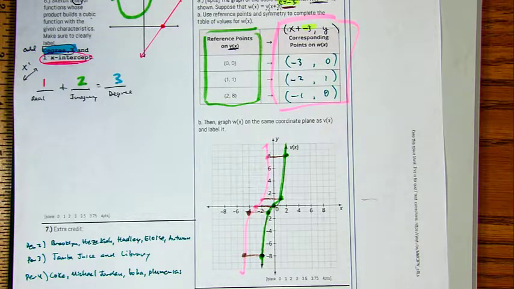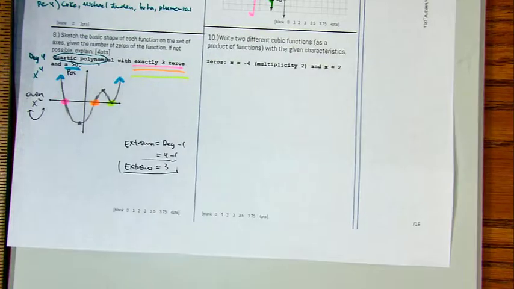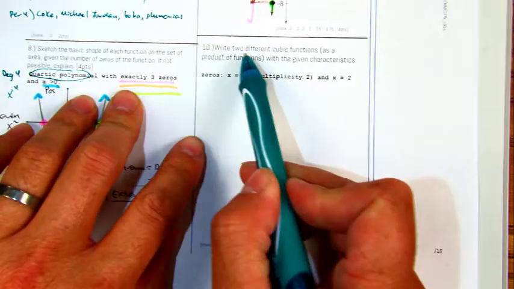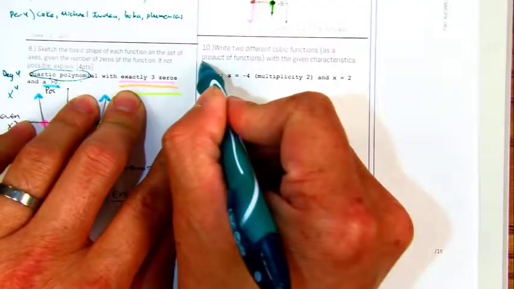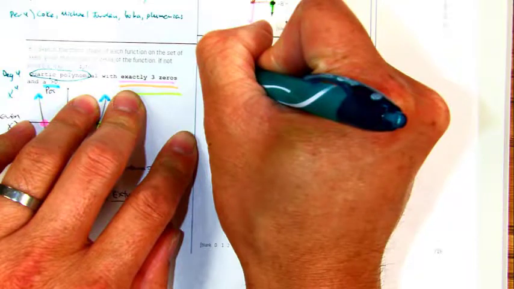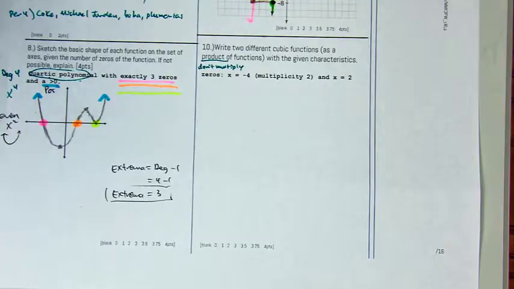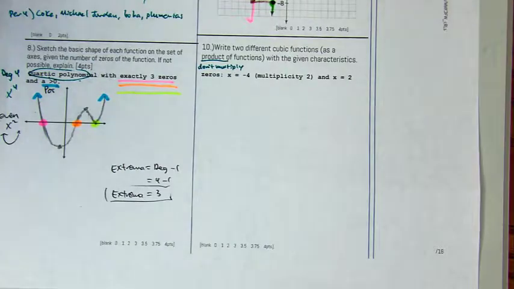Total of 4 points for that problem. Question number 10. Same question from your quiz. Write 2 different cubic functions as a product of functions. Product just basically means don't multiply. See if our students learned their lesson, watching the previous quiz, making the corrections, making sure if it's correct or if it's wrong, writing a sentence and explaining. And that's what helps you realize a problem like this.